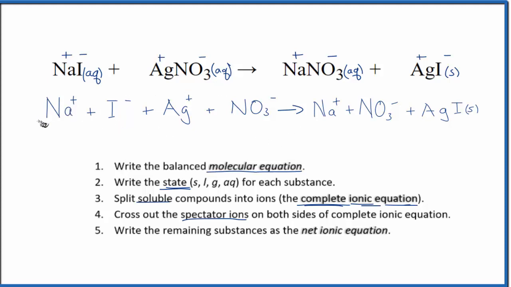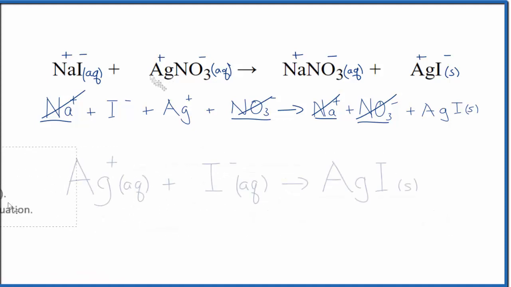So I have sodium here, sodium here. I'm going to cross it out. I have a nitrate here and a nitrate here. I can cross it out. And because of that, I'm left with my net ionic equation. And I can write that out. That'll look like this. And this is the net ionic equation for sodium iodide plus silver nitrate.